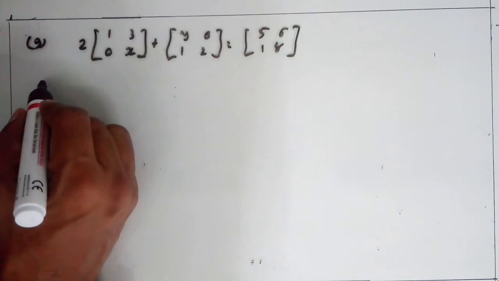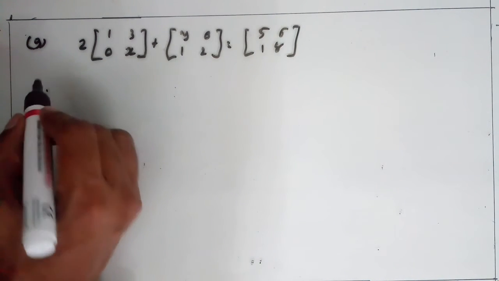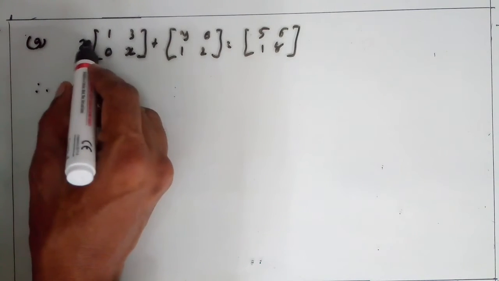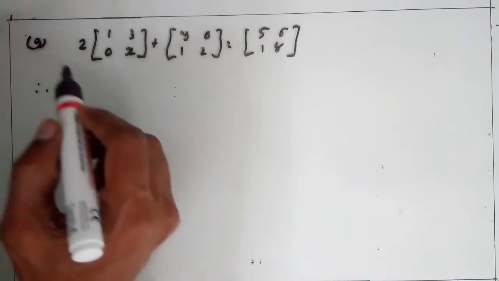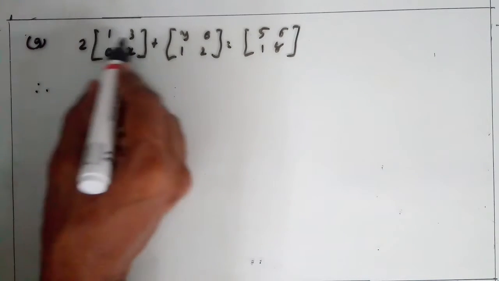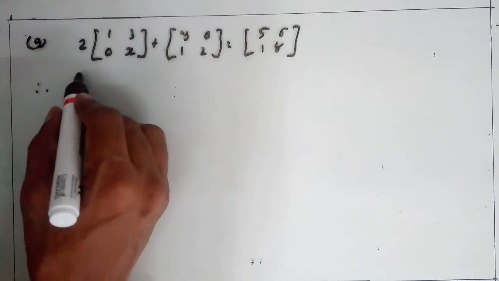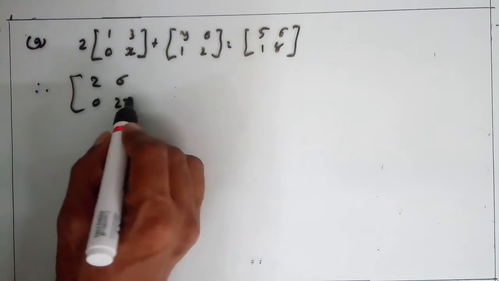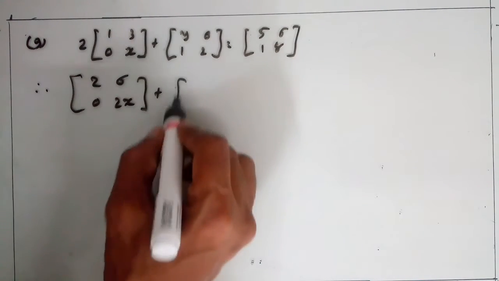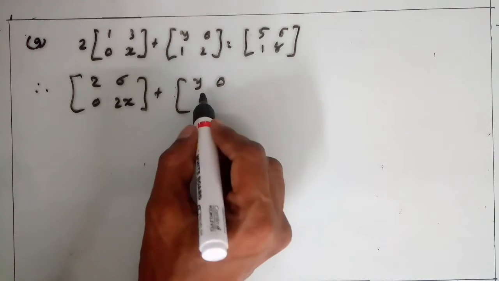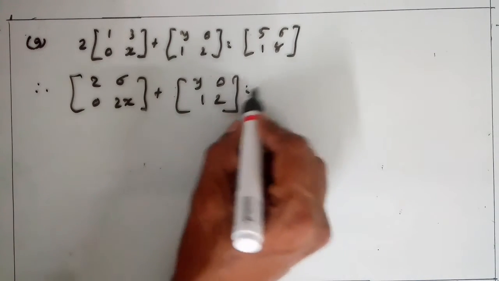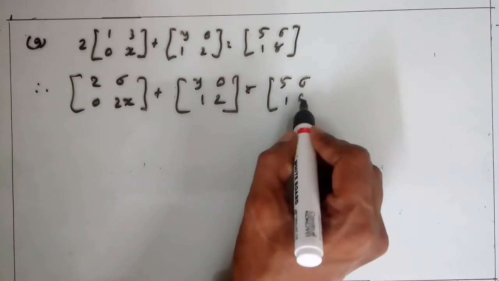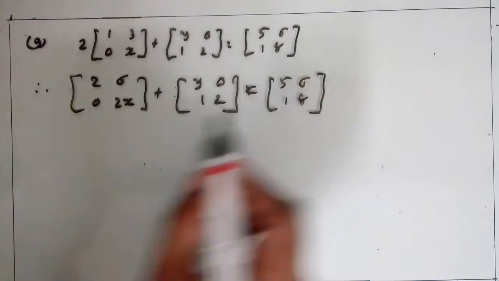That means, to get the value of x and y, first get the scalar multiplication of the scalar 2 and this matrix. Take 2 inside. So [2 6; 0 2x], clear? Plus [y 0; 1 2] is equal to the given [5 6; 1 8]. Clear this?